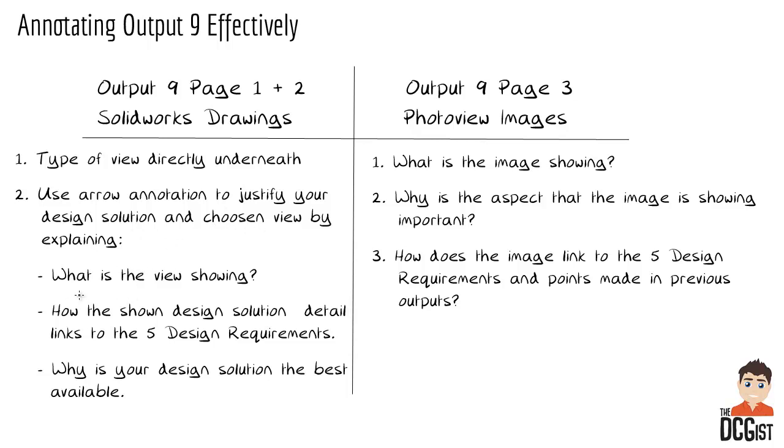Okay, what is it showing? Okay, how the shown design solution detail links with the 5 design requirements. So how exactly have you designed for those 5 requirements in each one of your annotations. So you'll only be focusing on one of those for each one of your images. And then why is your design solution the best available?